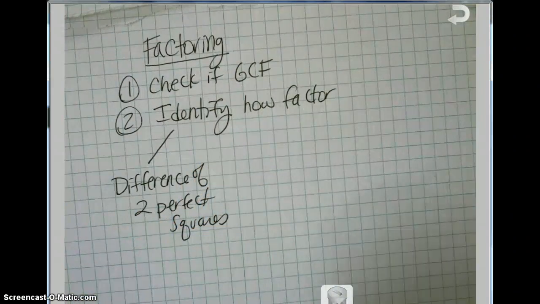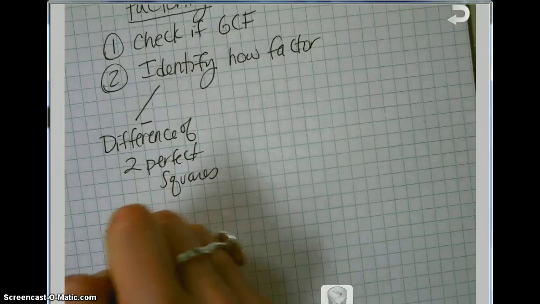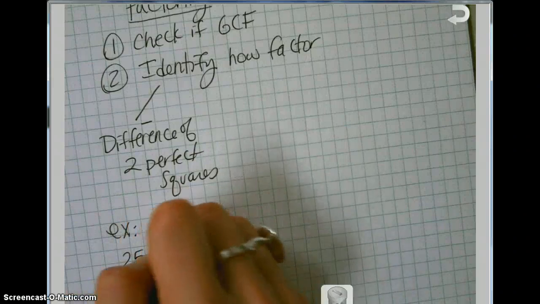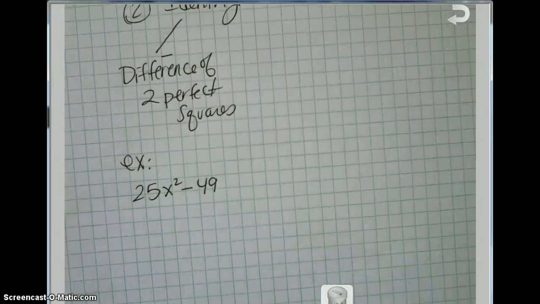So difference means it's going to be subtraction, and then also two perfect squares. So if you've got a binomial, look to see if those are two perfect squares. An example of this would be 25x squared minus 49. Notice you've got two terms, it's subtraction between them, and both terms are perfect squares.